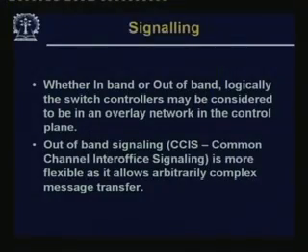So, this is signaling system 7, and there is out of band signaling, which is different from in band signaling. In out of band signaling, a separate channel is always earmarked for the signaling purpose. So, it does not interfere with the regular channel at all. So, this is more flexible, and it allows arbitrarily complex message transfer.